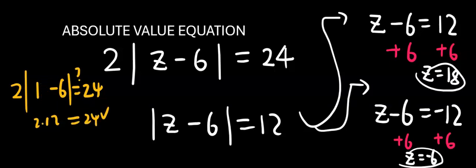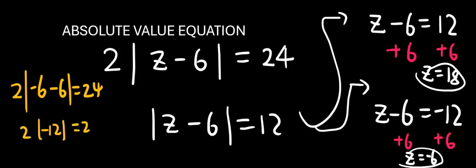All right, let's test another one. We just found out z is negative 6. So put negative 6 here. Negative 6 minus 6, that's negative 12. Going through absolute value, positive 12. Yes, it is still true. 24 on the left side, 24 on the right side.